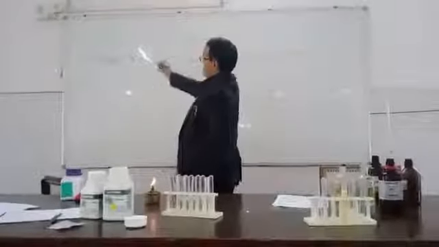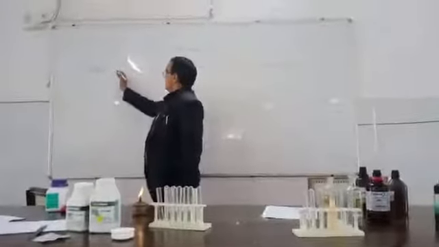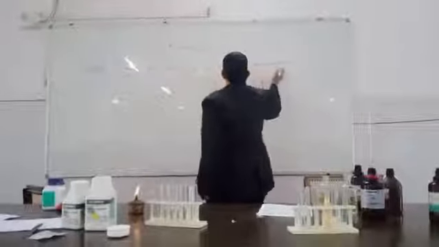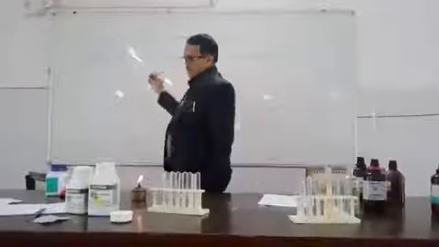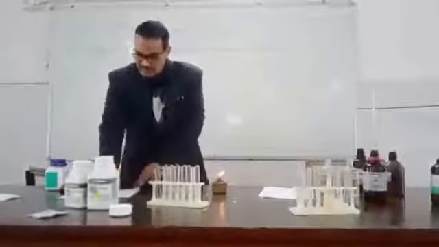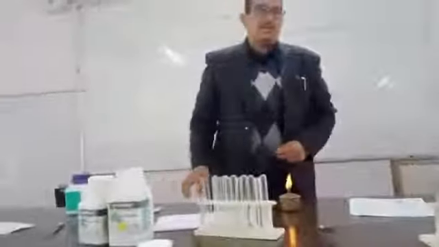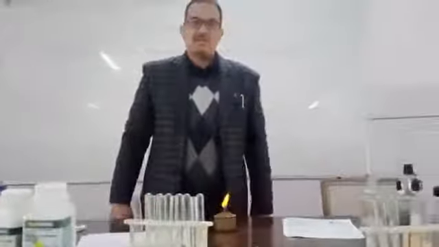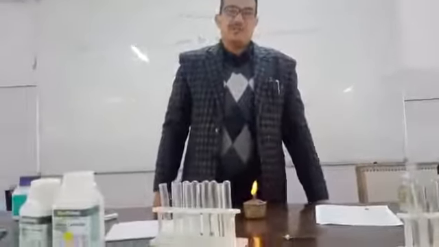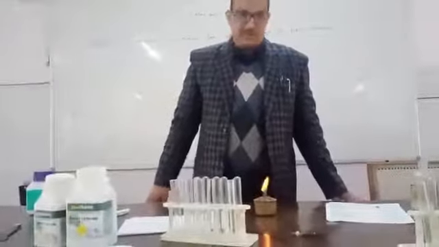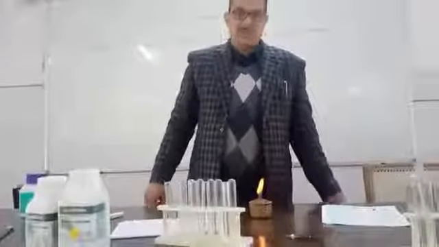Experiment number third. The object of this experiment is to analyze the given mixture for two acidic and two basic radicals. We have a mixture of unknown four radicals containing two acidic radicals and two basic radicals. We start from the first group, which contains carbonate and other radicals, as we have already learned. First of all, I am going to start from carbonate.